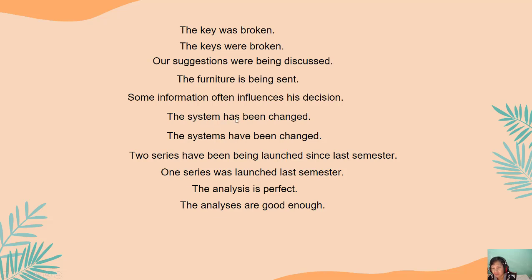So singular with has, plural with have. This is in simple present perfect. Two series have been, so there are two here. That's why it is plural. Have been being launched since last semester. This is present perfect continuous.